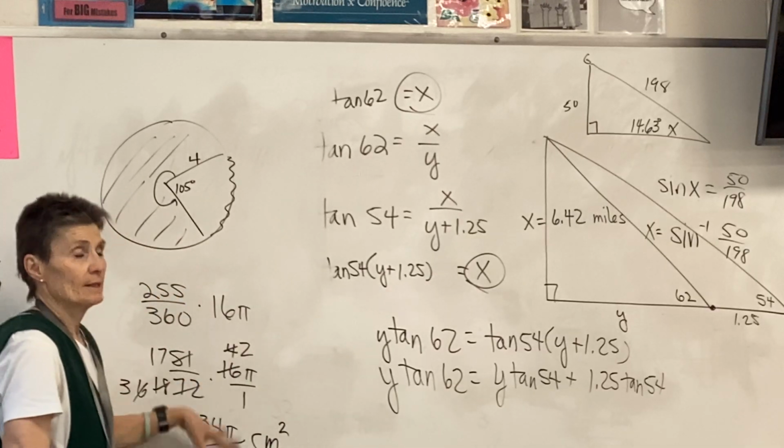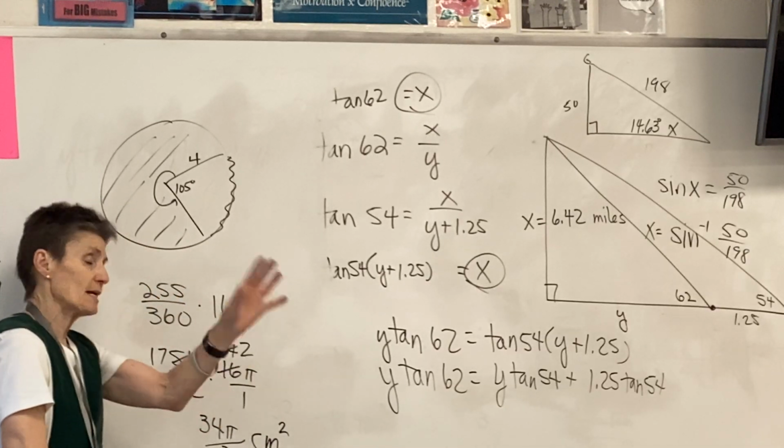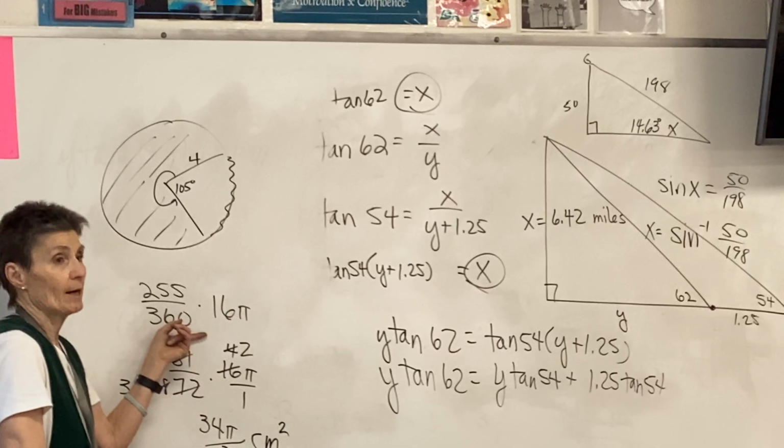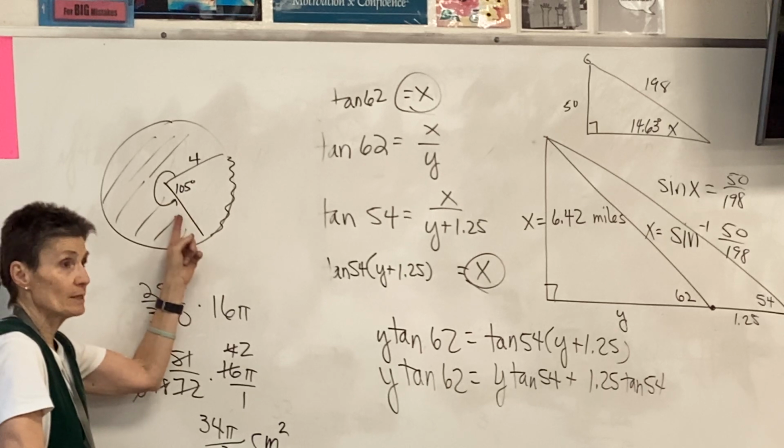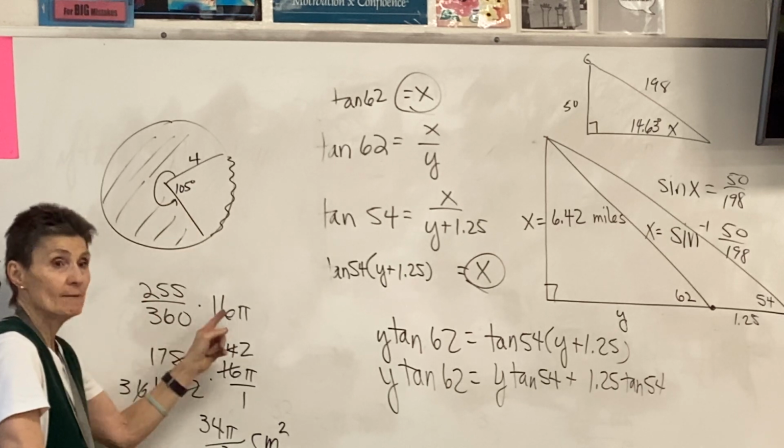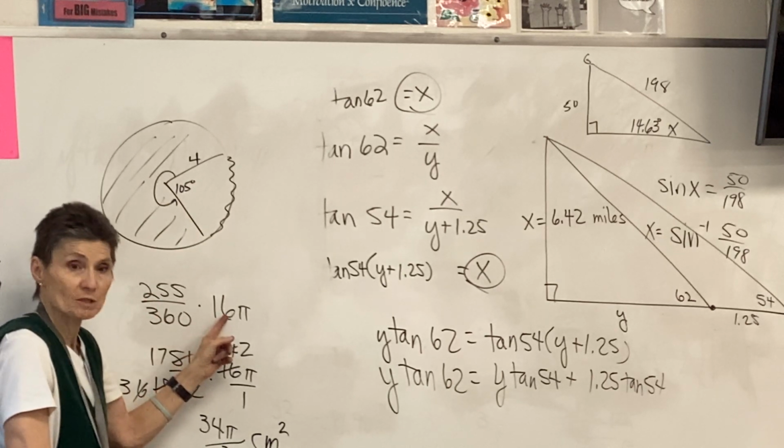Okay, so if you're getting bogged down in the arithmetic, that's on you. You understand the setup. We want the big shaded area that's 255 degrees, so 255 over 360 times the area of the whole thing, which is pi r squared.